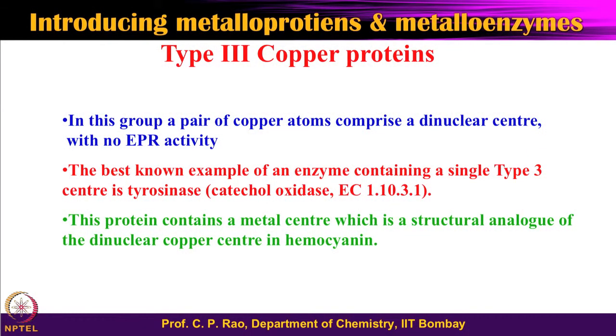Okay. Then type 3 copper proteins. These are not from one single copper ion, these are from 2 copper ions. It is called a dinuclear copper center, and there is no EPR activity. This is referred to as type 3 and is found in a number of enzymes like tyrosinase, catechol oxidase, etc. In tyrosinase alone, and along with other centers in catechol oxidase and other kinds of enzymes too. This protein contains a metal center which is a structural analog of hemocyanin. In hemocyanin you found a di-copper center, here also you will find a di-copper center.